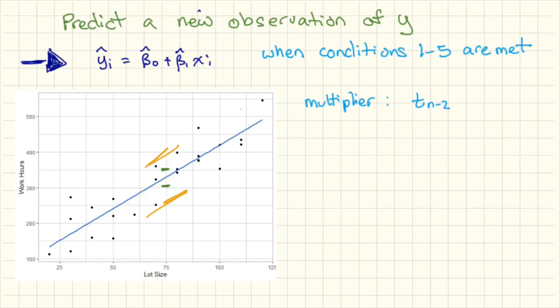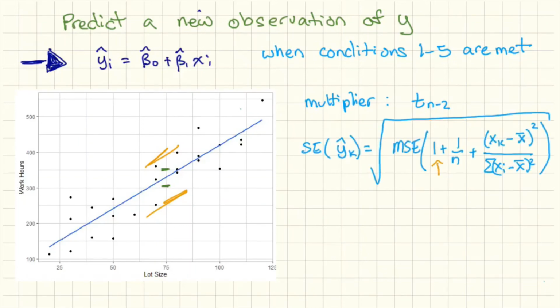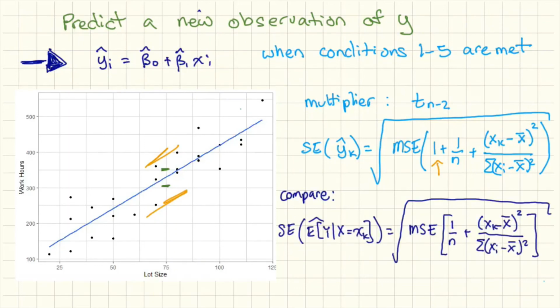So when our conditions 1 through 5 are met, and you'll notice now I actually need the residuals to be normally distributed because I have to take into account how those values are distributed around my point estimate, I have the same multiplier. This is new. Let's compare it to the previous one. That one is adding the variability to make my interval wider.